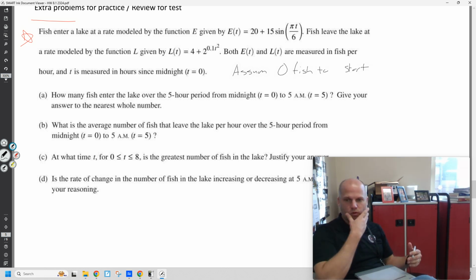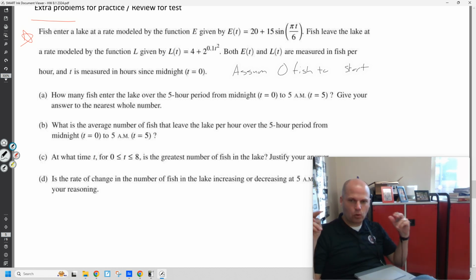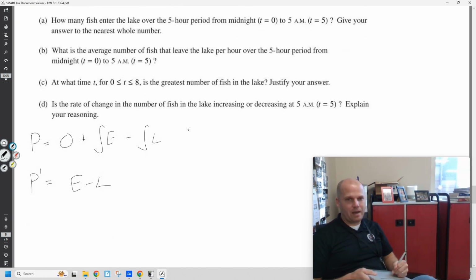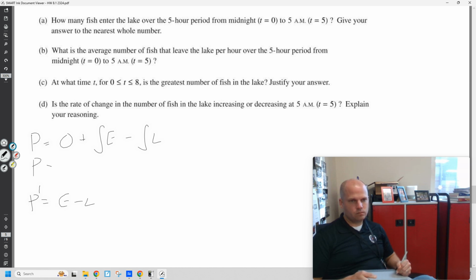Honestly, probably all the questions will involve not finding the total amount, but rather total in and total out. If I wanted to understand my situation, I have my initial amount plus my total in minus my total out. My derivative is going to be E minus L consistently, which is nice. And that means my total amount can also be an accumulation of my derivative P prime, which incorporates both the E and the L at the same time.